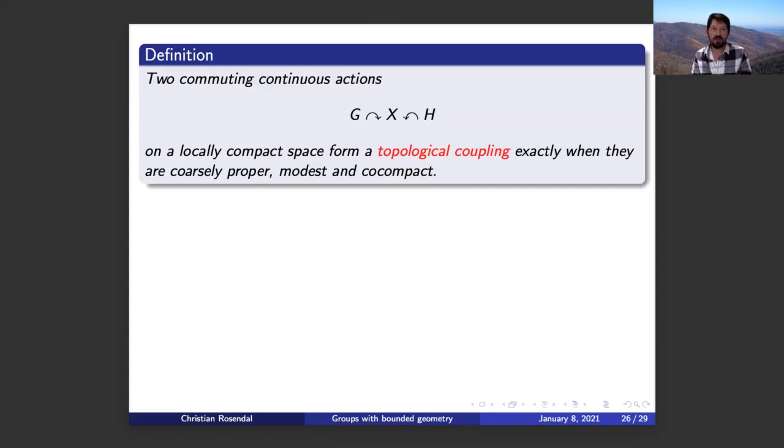Well, that was a brief description of it, but this can now bring us back to Kolmogorov's theorem, and let's look at the setup again. Extending the setup of Kolmogorov to all topological groups, we say that two commuting continuous actions on a locally compact space form a topological coupling exactly when they are coarsely proper, modest, and co-compact. So we have these three dynamical criteria that we showed how they came about. You have commuting actions on the same locally compact space that both are faithful for their coarse structure.